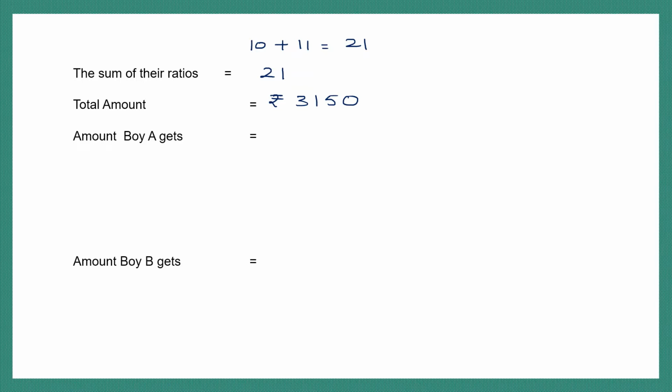Now the amount boy A gets will be, we're going to use this part of the ratios, 10, and then we're going to calculate. So let's start. 10 by the sum of the ratios, that's 21, multiplied by the amount 3,150. So let's multiply this and see. We can cancel 21 and 3,150 by 3. So let's do that. 3 sevens are 21. Then here 3 ones are 3. Then 0. Then 15. So 3 fives are 15 and we put the 0.